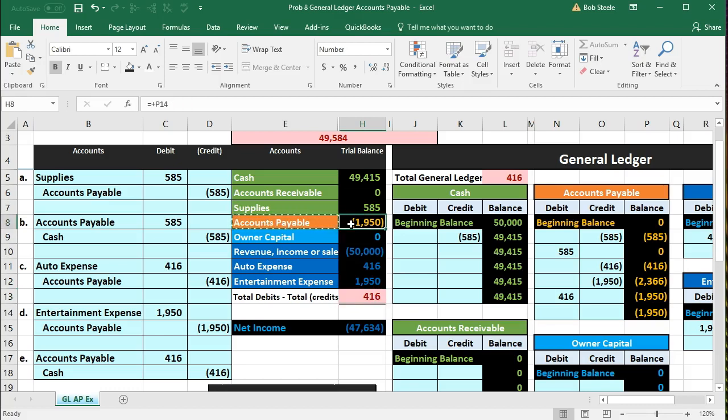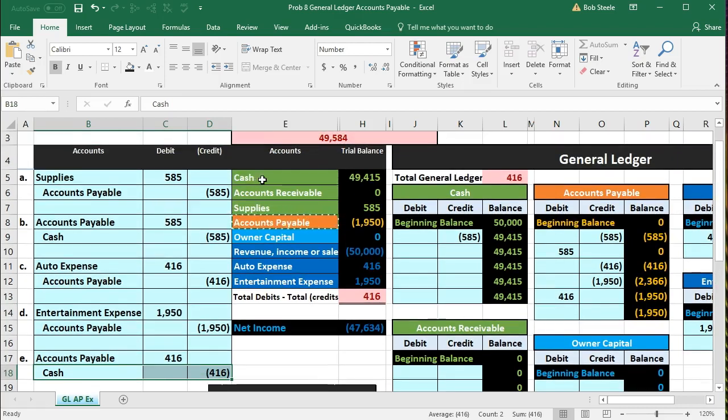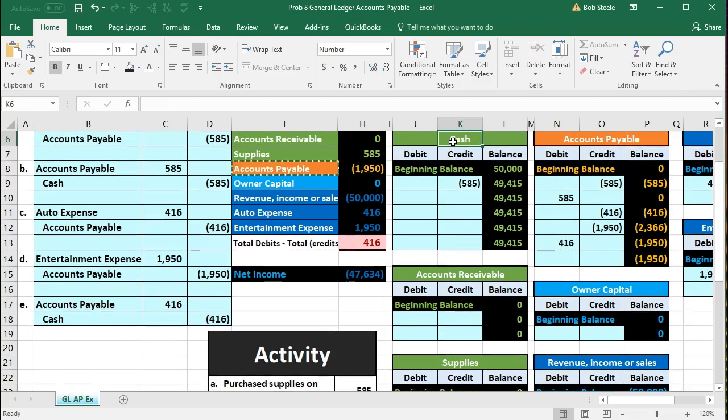That 1,950 now represents just that one account that's still owed, which is the meals and entertainment we bought in section D, or journal entry D. And now we're going to post the cash side. So here's cash, first account on the trial balance, first account on the GL. We want to be on the credit side.